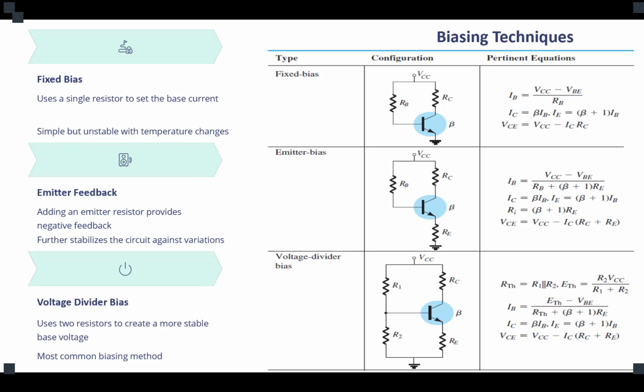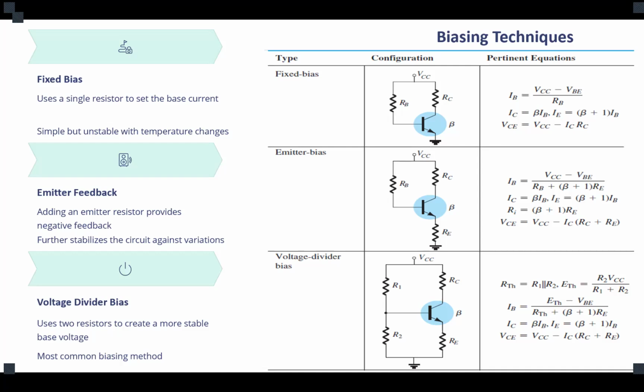We have several types of biasing. One would be the fixed biasing, when you basically use a single resistor and inject the current into your base based on that resistor and VCC. It's very easy to implement, very cheap, very easy. But since the resistor varies based on the temperature, it's not a stable way to bias it.